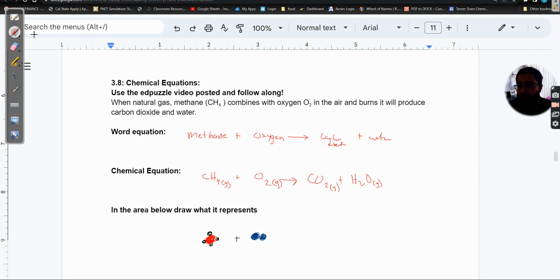And then it's going to make CO2, and then we're going to just leave the plus sign. Now CO2, we said C is a red dot, and O was the blue dots. All right, so we got that so far. Now for H2O, we said H's were the black dots, so we're going to have 2 of those, and O's were the blue dots.